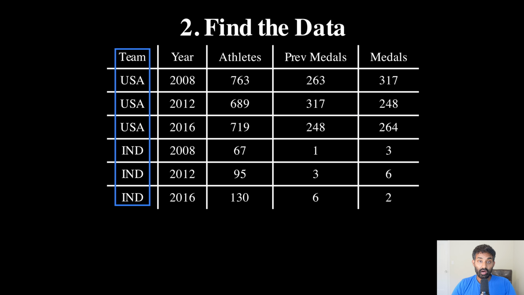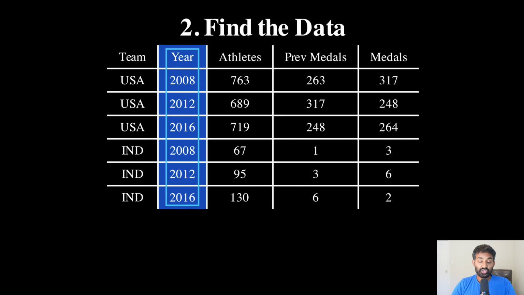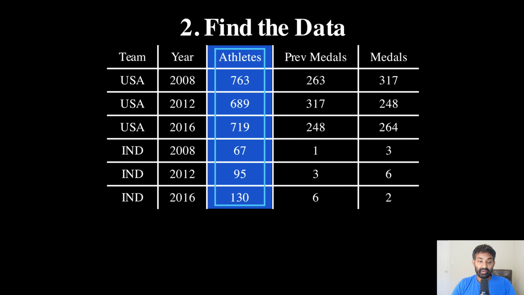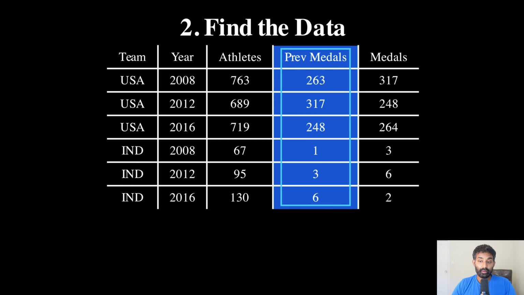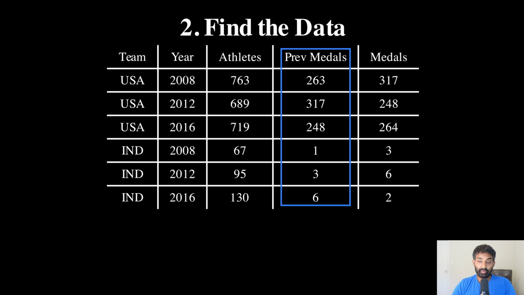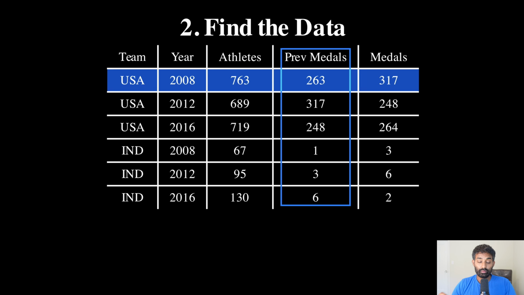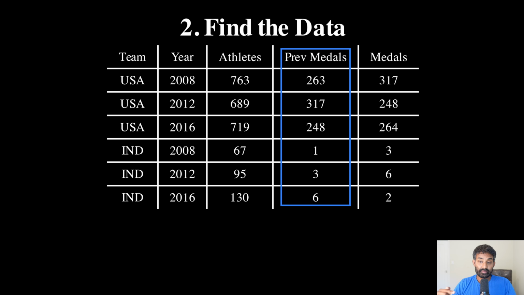Now let's go through the columns in this dataset. So the first column is the team code. So it's a 3-letter code that indicates which country participated in the Olympics. The second column indicates which year these Olympic Games took place. The third column indicates how many athletes that country entered into the Olympics. The fourth column indicates how many medals they won in the previous Olympics. So for the first row, which is for the year 2008, previous medals would indicate how many medals Team USA won in the 2004 Olympics.